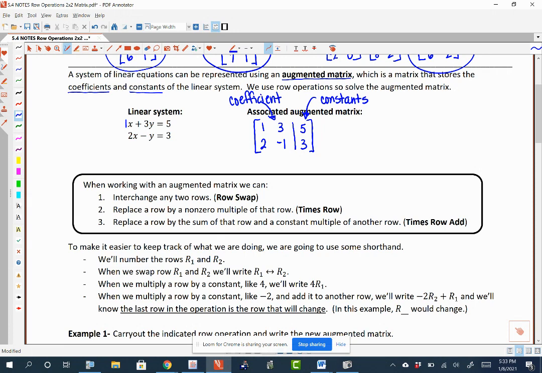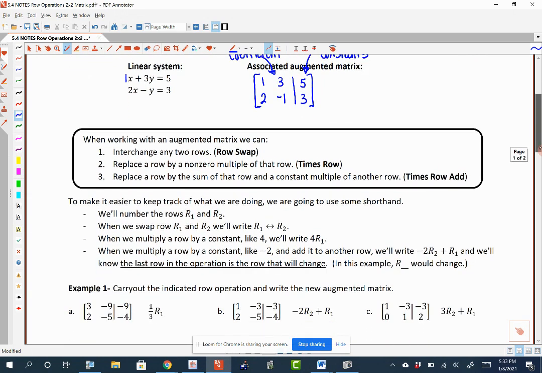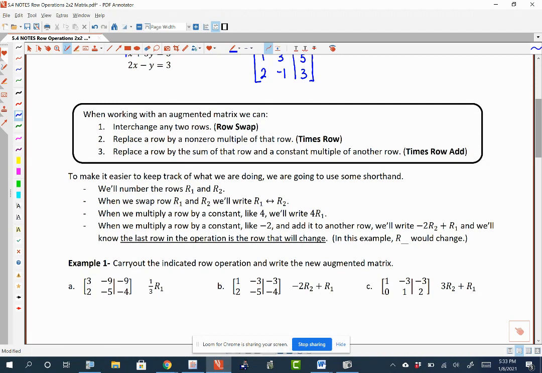And to help us keep track of that, we've got some shorthand. We did use this last year in secondary 1, but let's review a little bit. So we're going to refer to rows with capital R. Our first thing here is we're going to number the rows. So we're going to have row 1 and row 2 today. When we swap rows, if we want to swap the positions of row 1 and row 2, we're going to use this notation with this double-sided arrow. This is going to show that we want to switch those places.